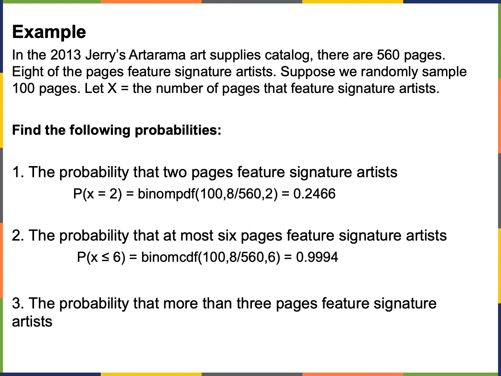So it's N is 100, P is still 8 over 560, but now your value is 6 because we're counting up to 6. And that's a high probability.